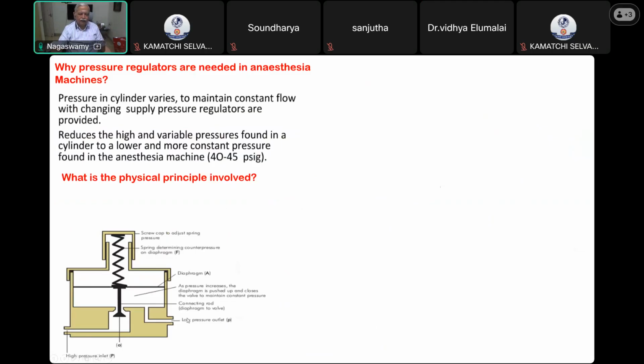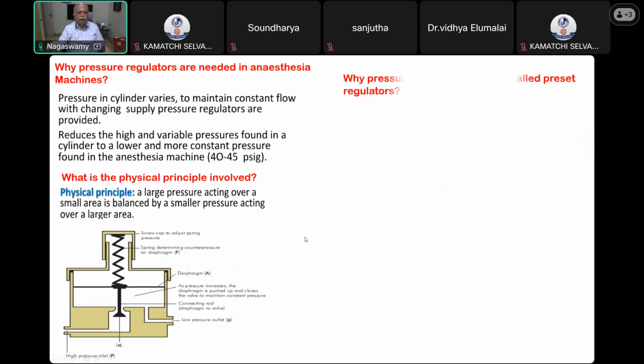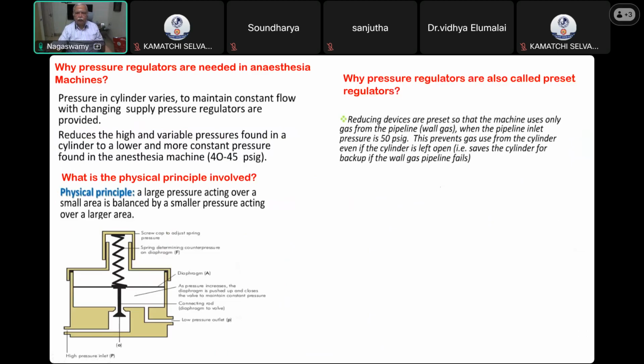On the contrary, if I want to increase the pressure, I will have to bring the diaphragm downwards so that the area becomes less. Then the pressure will increase. So that simple principle is Pascal's law. A larger pressure acting over a small area is balanced by a smaller pressure acting over a larger area. And why are pressure regulators also called preset regulators? Because they reduce it to the standard 50 psi. 50 to 60 psi is the standard pressure, so that is also called the predetermined or preset pressure.